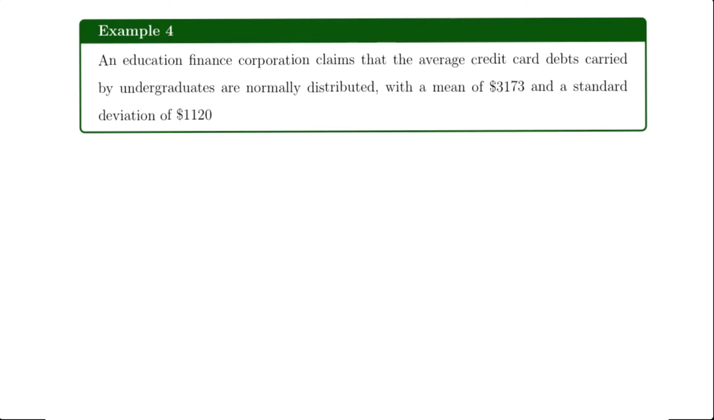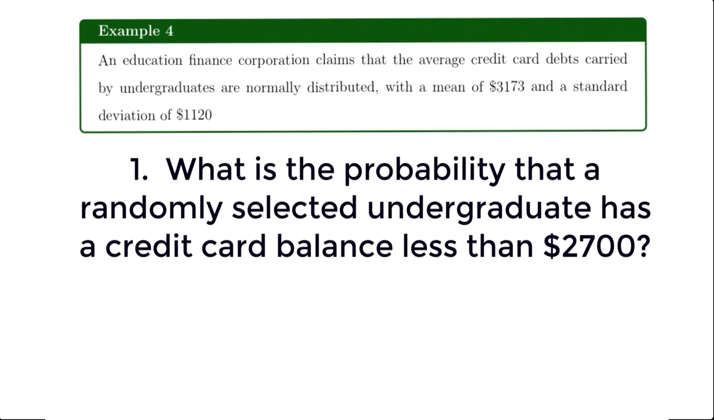Let's move on to example 4 in our sampling distribution section with standard error. Now, an education finance corporation claims that the average credit card debt carried by undergraduates is normally distributed with a mean of $3,173 and a standard deviation of 1120. So question 1 is, what is the probability that a randomly selected undergraduate has a credit card balance of less than $2,700?